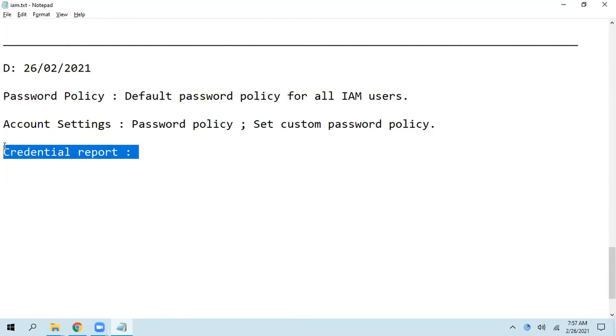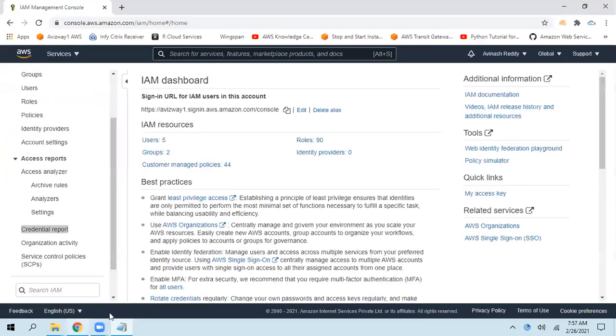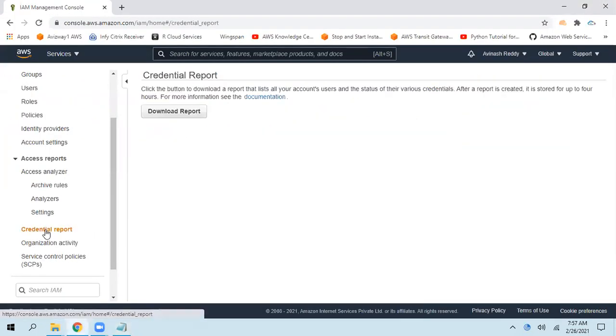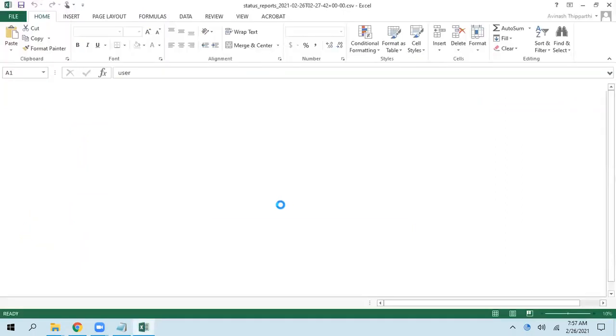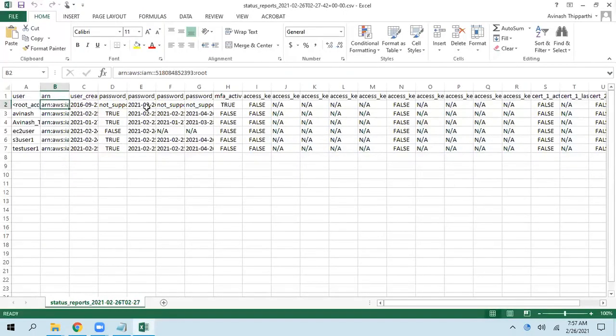So we can depend on the credentials report. Here we have an option: navigate to credentials report and click on download report. Whenever you click on download report, we get a report here. This report contains all the information. It won't give complete information about the root user, so it shows not supported and all.